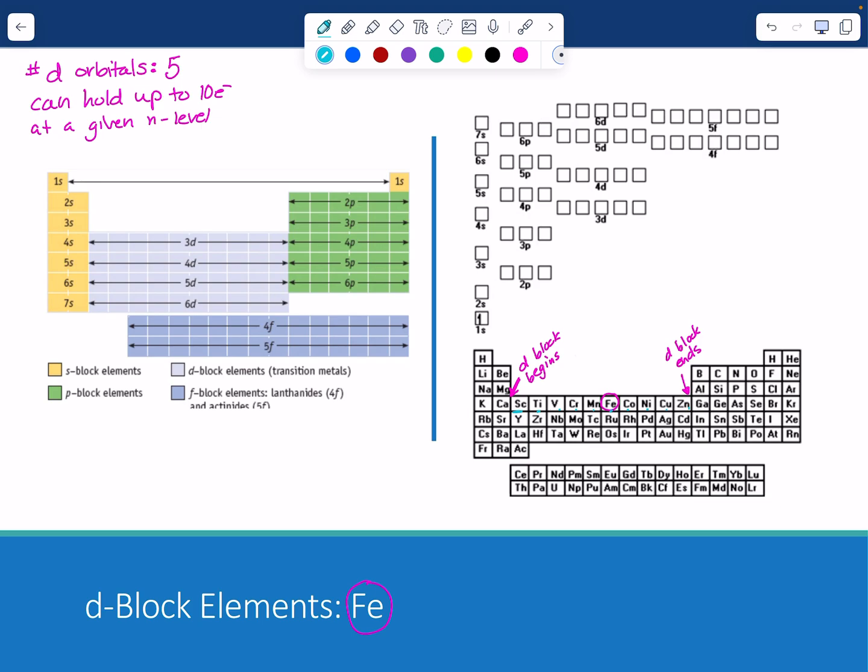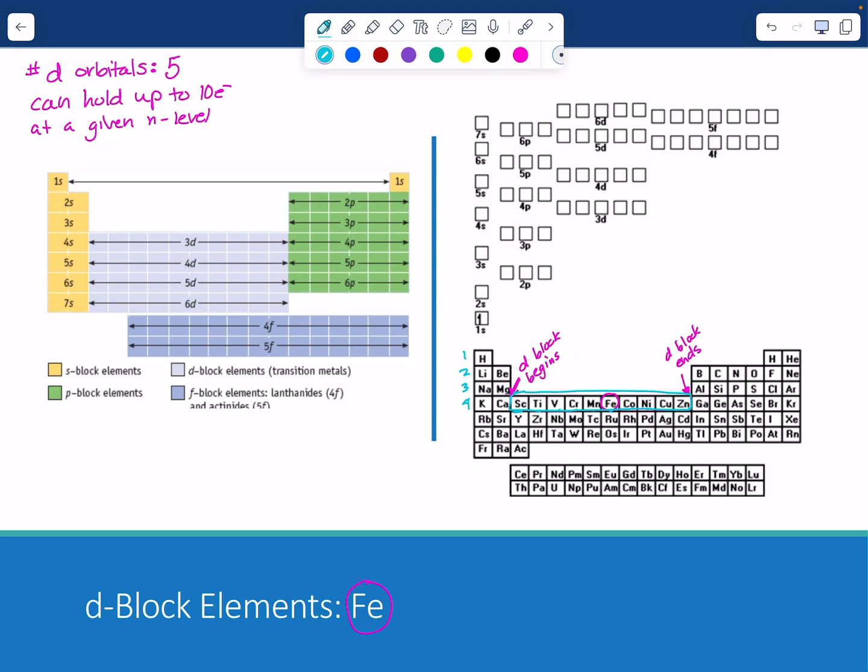Now, remembering that our 4s, so this is row 1, 2, 3, 4, is going to fill before the D. What we're going to do when we write the electron configurations is count where we are in the D block, and put that number of electrons in the D orbital, but we have to remember that we have to fill the S orbital first for that row.